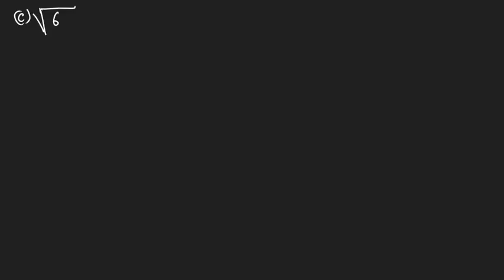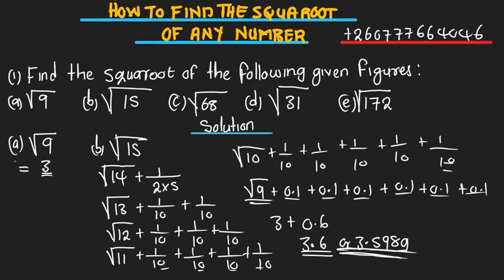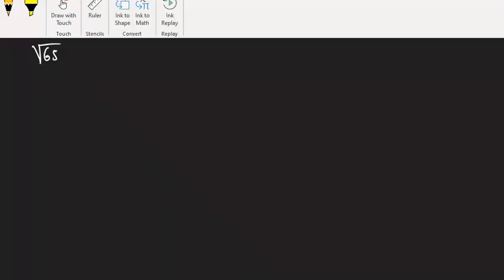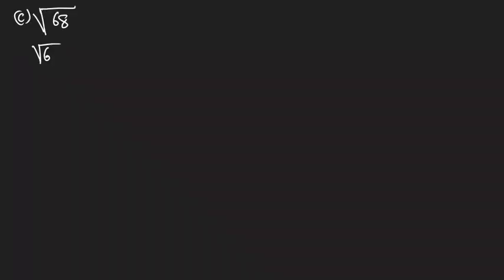Sorry, the square root of 68. Because we've got 68 there, we are going to use the same concept. So this is going to be square root of 7. You reduce it by 1, so square root of 7 plus 0.1. If it's square root of 66, it would be 0.1 plus 0.1.